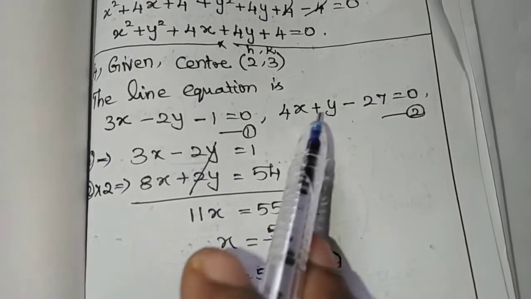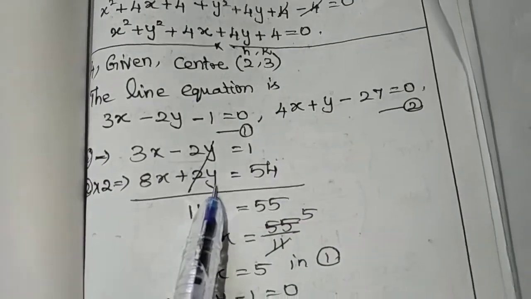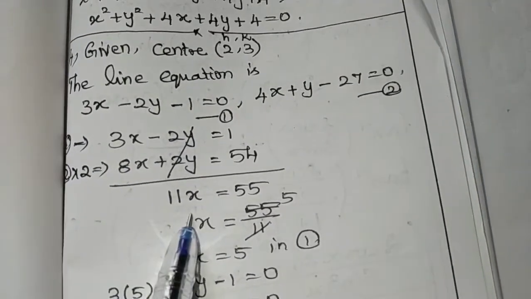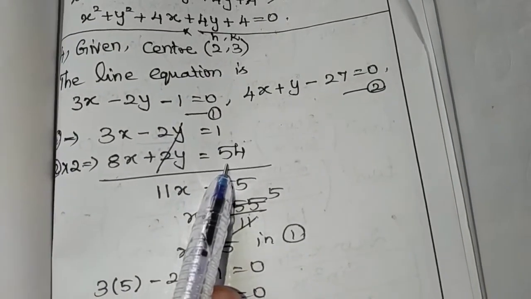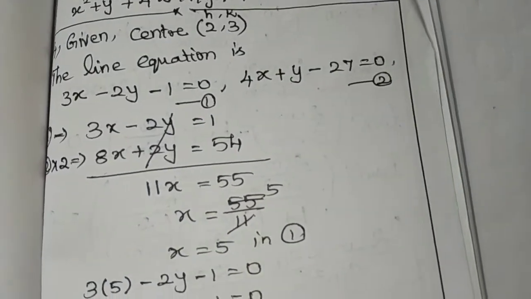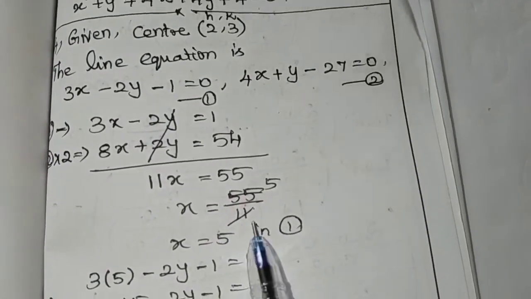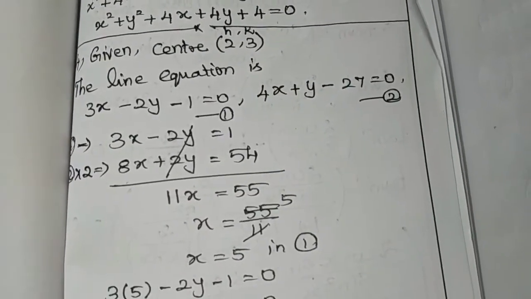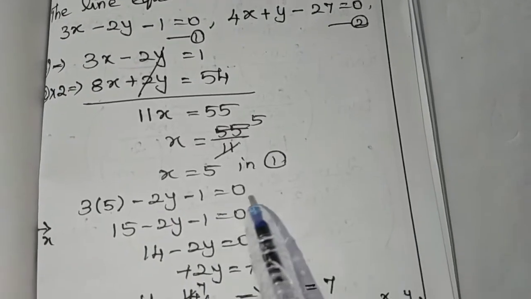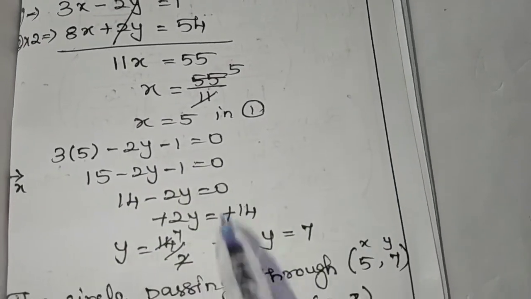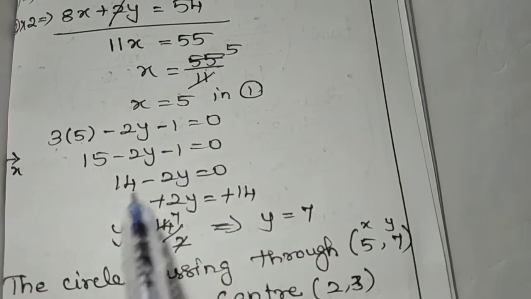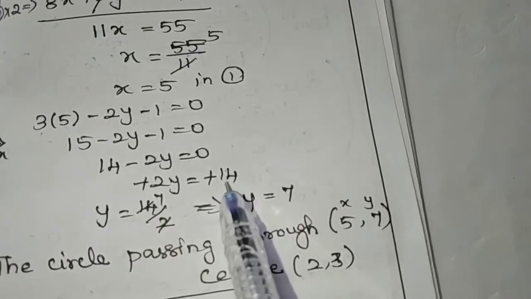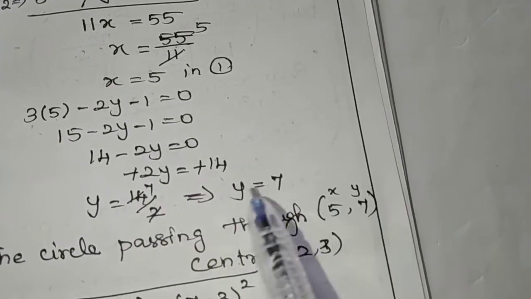Two line equations given. Solving by elimination method, already you know. 3x minus 2y equal to 1. This equation multiplied by 2, okay, multiplied by 2, cancel. 3x plus 8x, 11x, 1 plus 54, 55. X equal to 55 by 11 equal to 5. X equal to 5 in the first equation: 3 into 5 minus 2y minus 1 equal to 0. 15 minus 2y minus 1 equal to 0. 15 minus 1, 14, minus 2y equal to 0. Go to that side, minus 14, minus minus cancel, divided by 2, 7, y equal to 7.